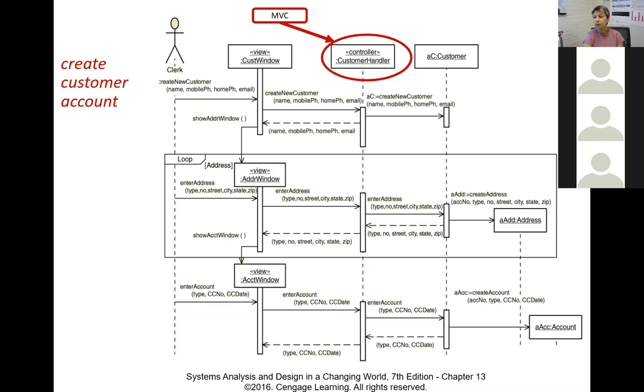Let's see. I would say it's C. Exactly, because the use case is create customer account. The customer is new and their account is new and the addresses will be new. So look at these objects, Tyler: customer, address, and account.